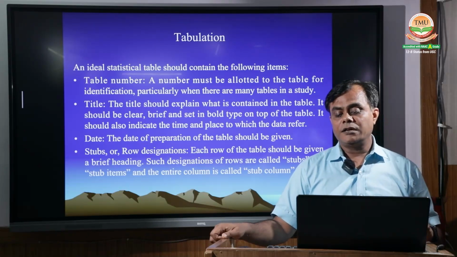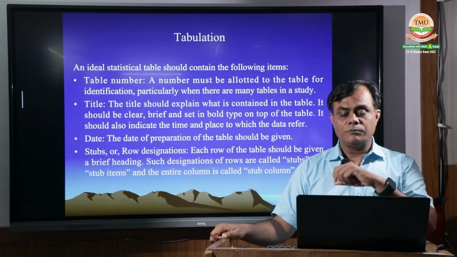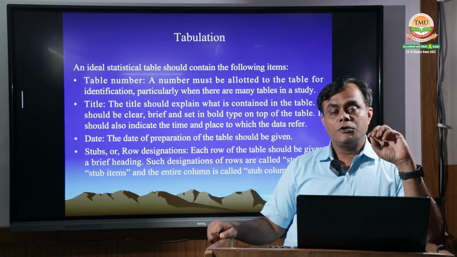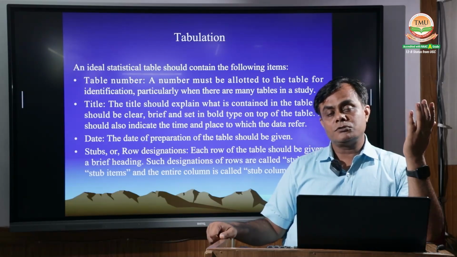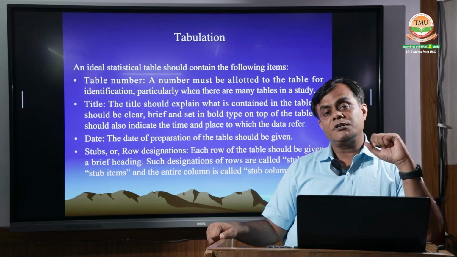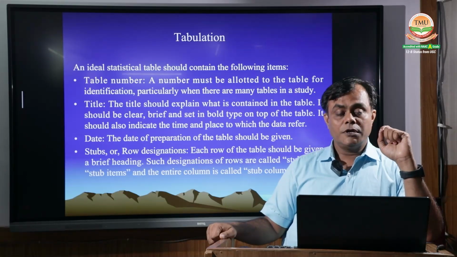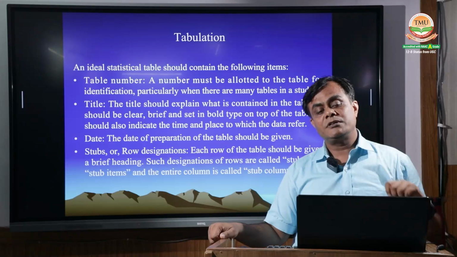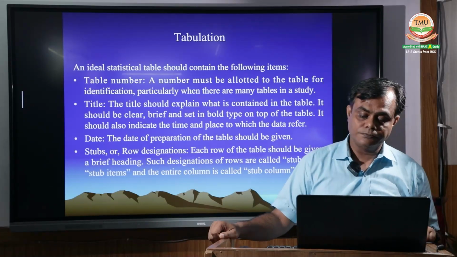And the entire column is also called a stub column. So we can say stub row or stub column. The heading of the row is called the stub row, or the heading of the column is called the stub column. So there are two types of stub: one is the row stub and the second is the column stub.